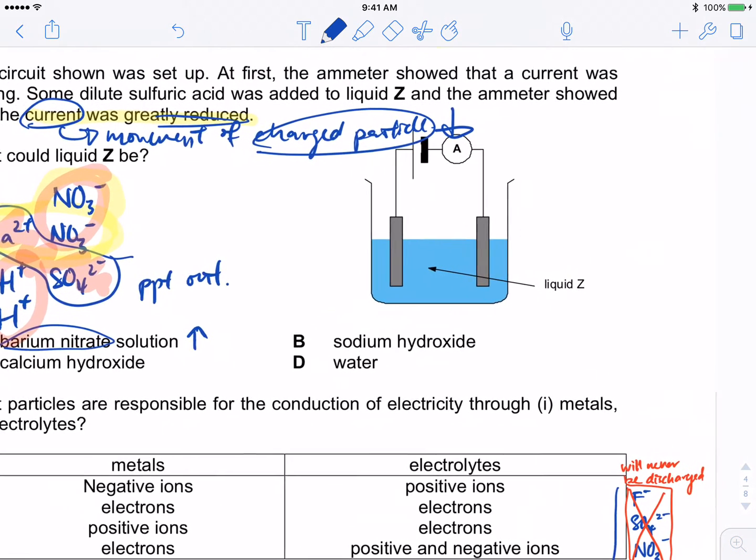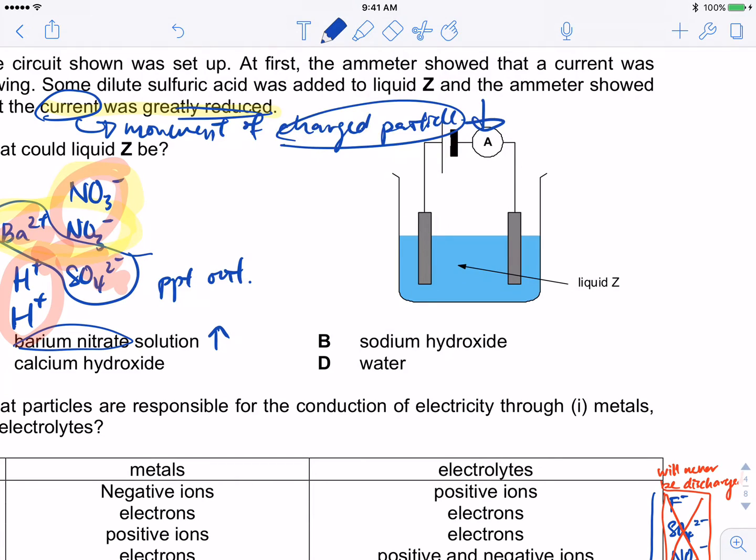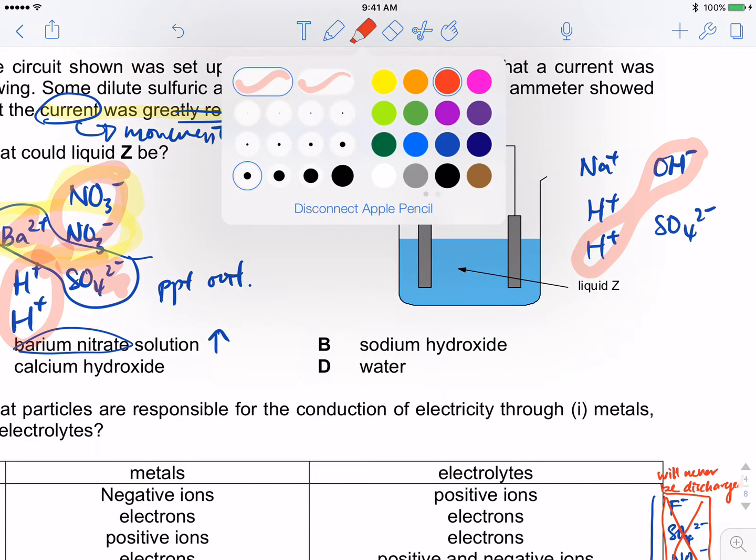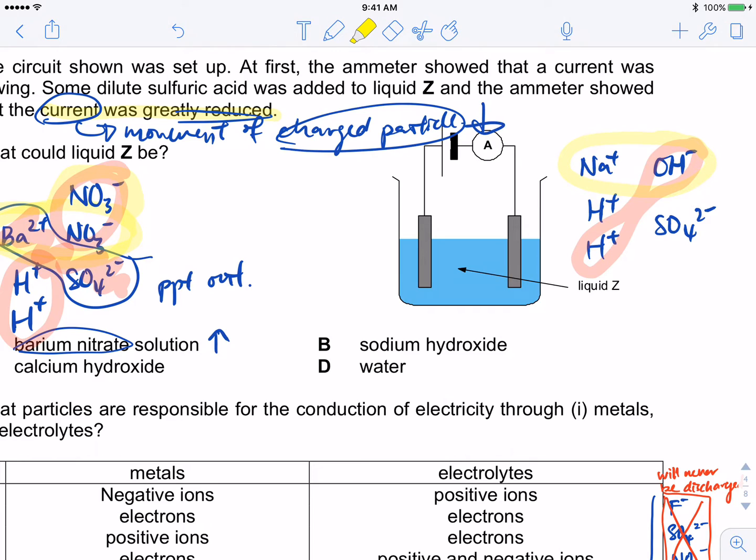Let's look at B, sodium hydroxide. If you look at sodium hydroxide again, at first I had Na plus and OH minus, then I add H plus and SO4 2 minus. Okay, we know that this will form water. So initially I had 2 moles of ions. After precipitating out, I have 3 moles of ions. So that's why here it should increase as well.